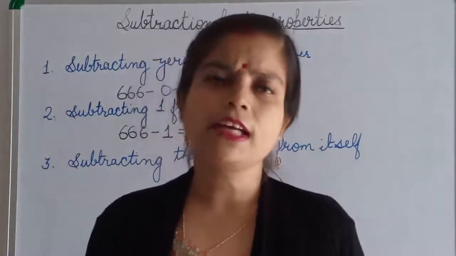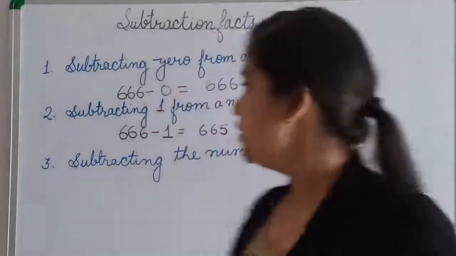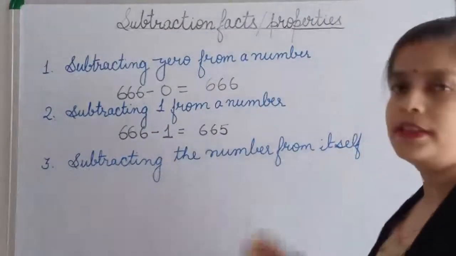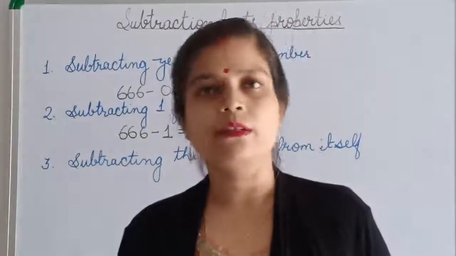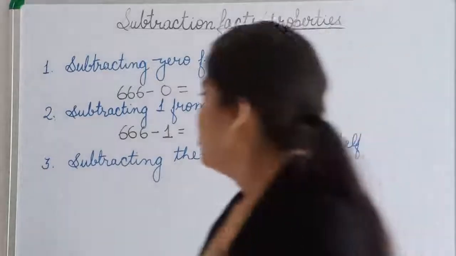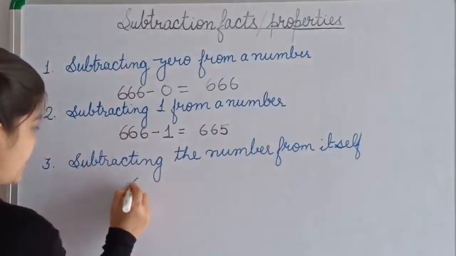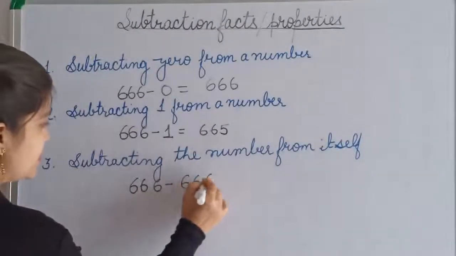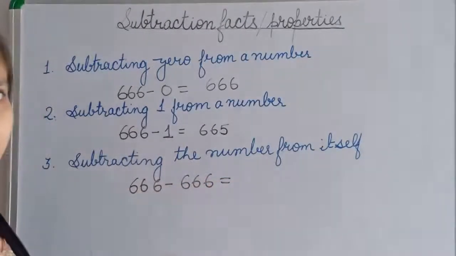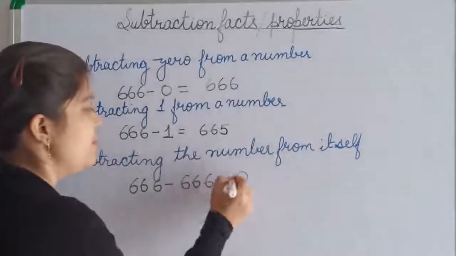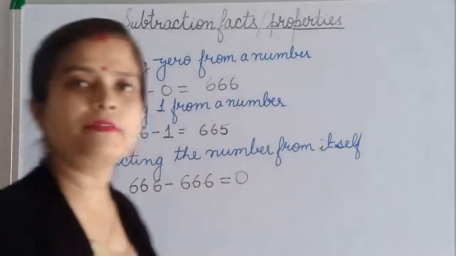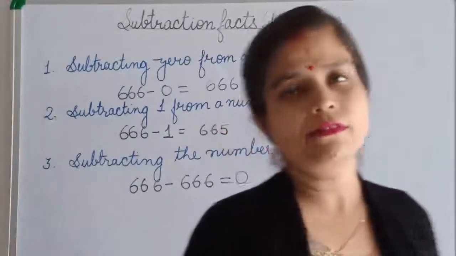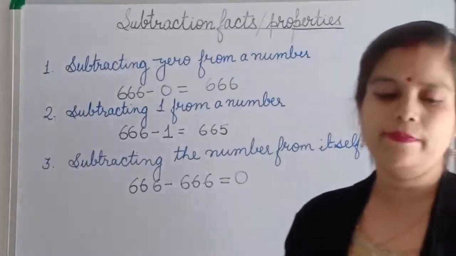Then what money will you have? 0 only. So when you subtract a number from itself, we get 0. For example, when we subtract 666 from 666, what will we get? We will get 0, because when we subtract a number from itself, we get 0. The difference will be 0 only.